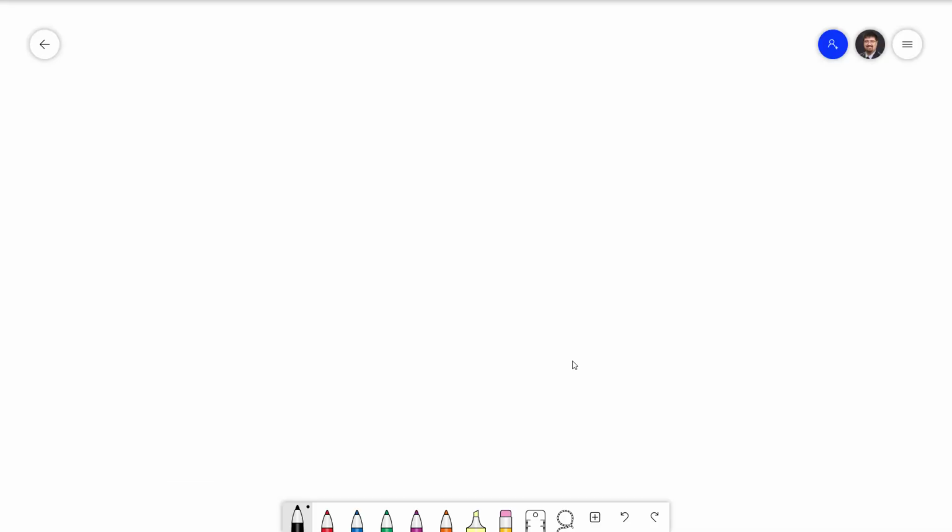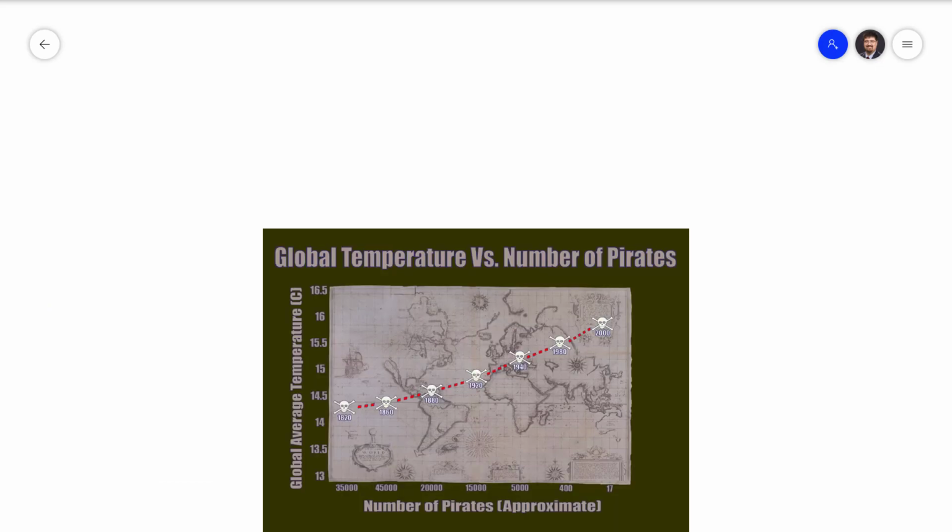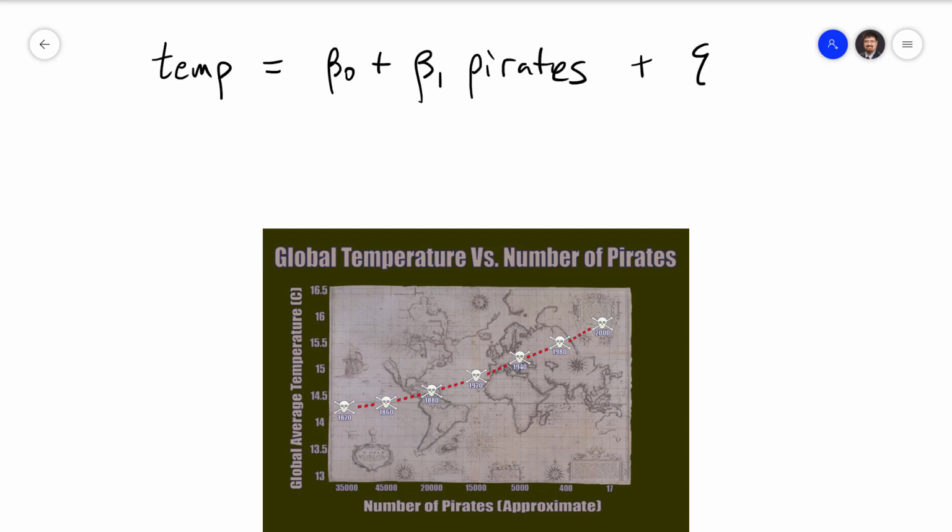To wrap up our study of regression, let's return to our pirates example. We can represent the relationship between global temperature as temperature equals beta naught plus beta 1 times the number of pirates plus epsilon. From the graph, we can see that if we were to run this regression, we would get a negative relationship here for beta 1. The more pirates there are, the lower the temperature. The fewer pirates there are, the higher the temperature.